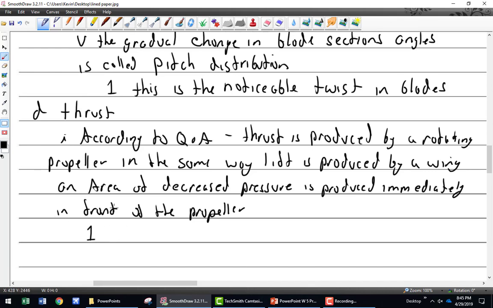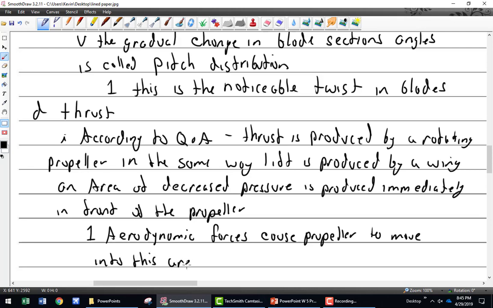And then the second point to that is aerodynamic forces cause the propeller to move into this area of low pressure. Just like a wing then is sucked up, it is caused to move into this area of low pressure.